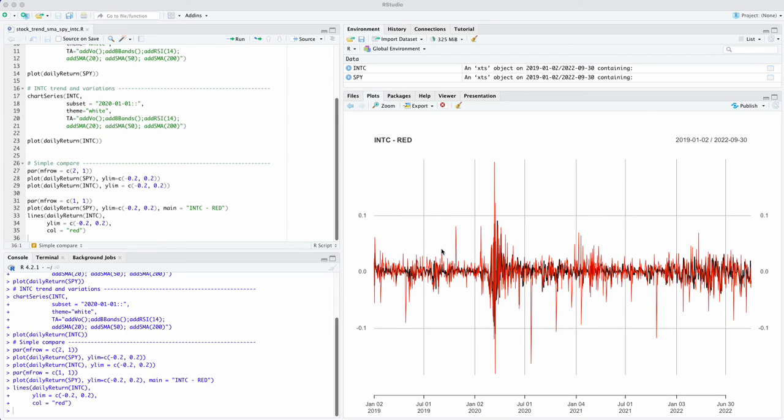All right, that's just my thoughts for today on Intel, as well as the overall SPY index.